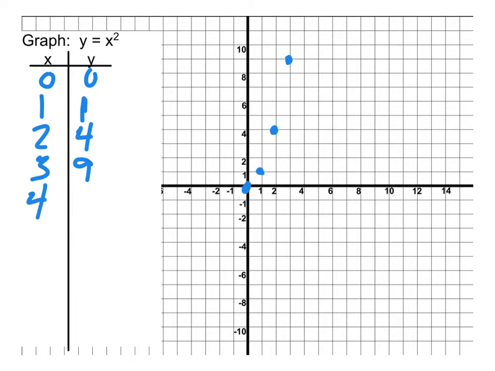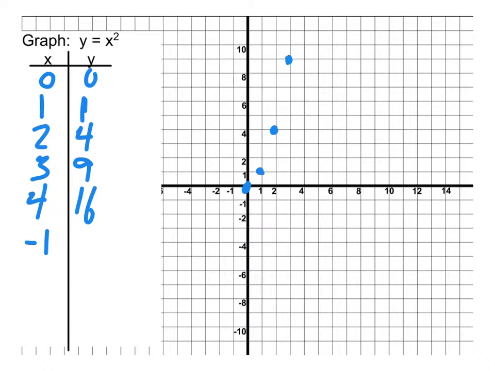If x is 4, y is 16, which is off my graphing grid, so I'm not going to worry about grabbing any other points. Of course, we could keep going by the same pattern, like 5 to 25 and 6 to 36 and so on. Okay, so if that gets to the edge of the graphing grid going that way, then let's go ahead and see what happens as we go to the left.